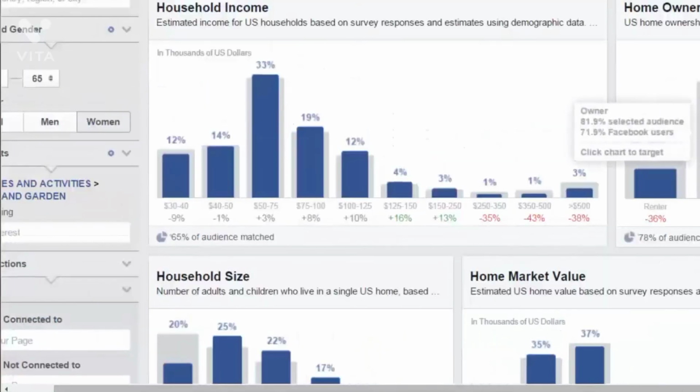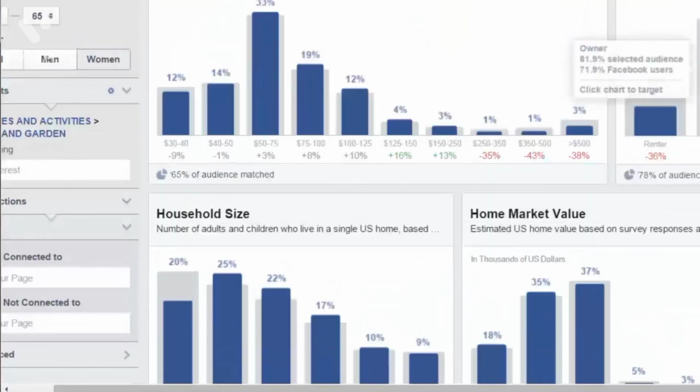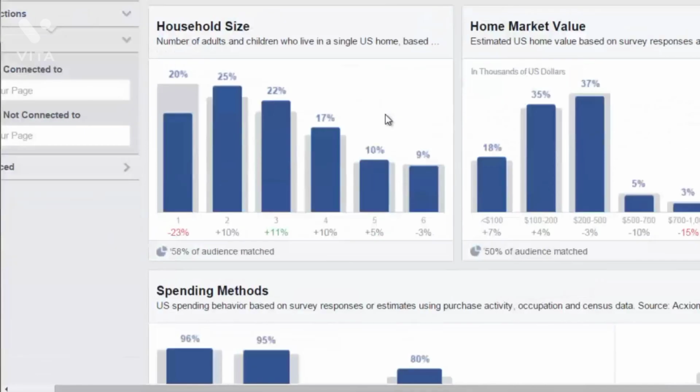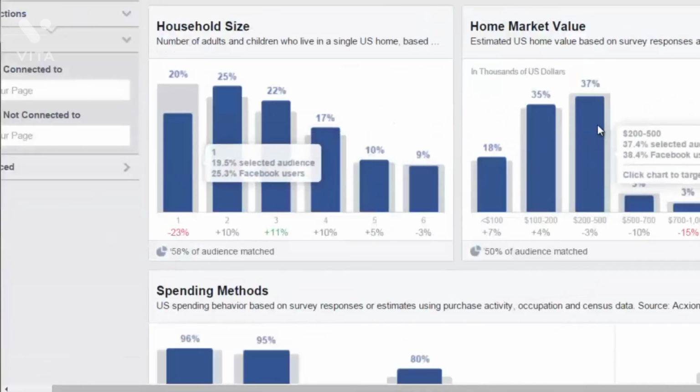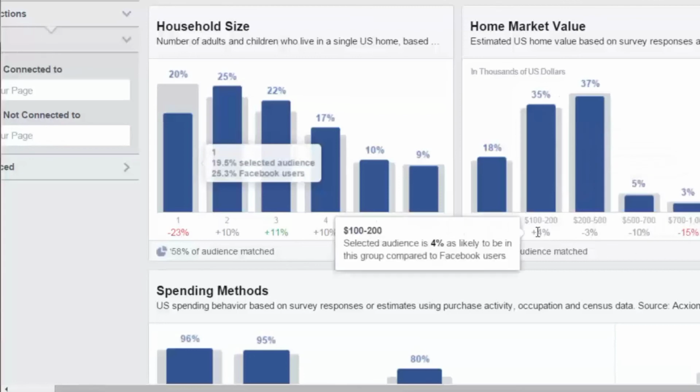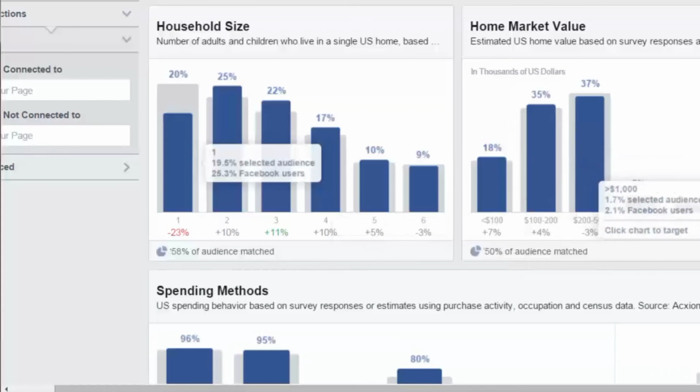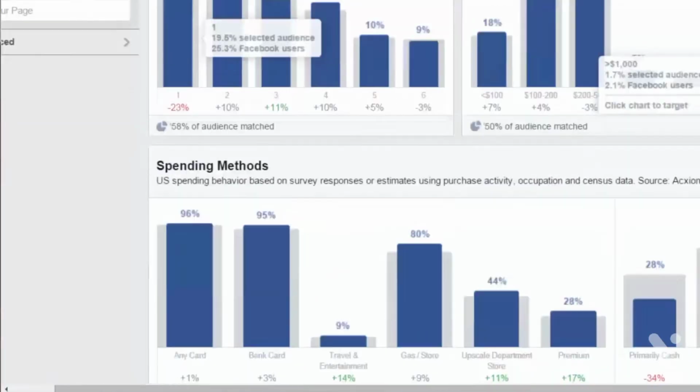So home ownership: we can see that about 82% of them own homes. If they don't own homes, realistically, if they own an apartment, they can't really go all out as far as gardening goes. So that confirms it there. Household size, home market value: how much is their home valued at? We can see their home is valued at about 100,000 to 500,000, so kind of an upper middle class section.